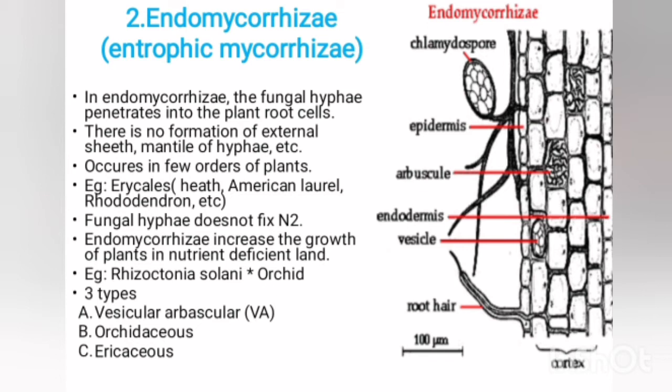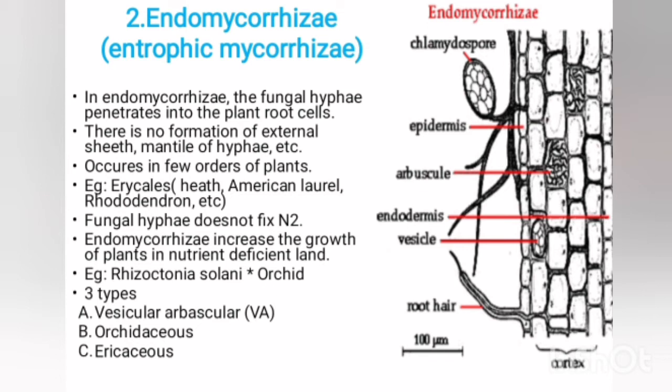Endomycorrhizal associations are high in Ericaceae. The fungal hyphae do not fix atmospheric nitrogen, but transfer the combined form of nitrogen from the soil to the plant root and also transfer phosphate from external sources. So the hyphae transfer nitrogen and phosphate from soil to the plant. Endomycorrhizae in Ericaceae increase the growth of plants in nutrient deficient land.